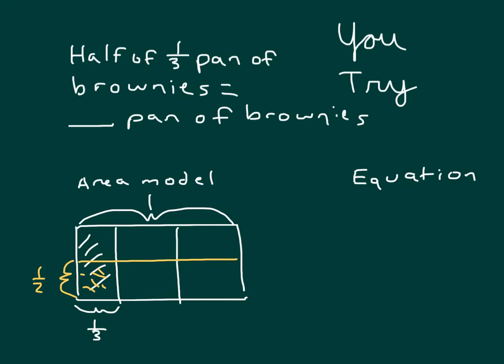So I will write my answer into my problem here. And for our equation, it says 1/2, or half of 1/3. So it's half of, which is a multiplication sign, of 1/3. 1/2 times 1/3, and as I stated before, that answer is 1/6. 1 times 1 is 1, 2 times 3 is 6. Check over your work, that you have the equation written correctly, and also your area model.